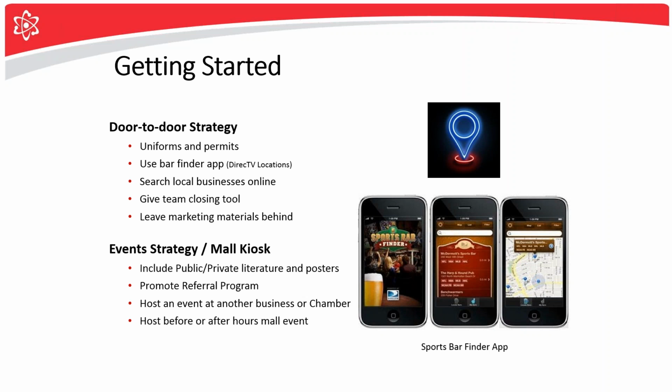So to help you find what businesses you could go to, there is a bar finder app that's going to show you different DirecTV locations that have DirecTV service, or you can find different apps out on Google. You can do a search online to find public or private businesses near you. And then give your team closing tools and marketing materials to leave behind. Make sure that you have enough literature for public and private, not just for residential.